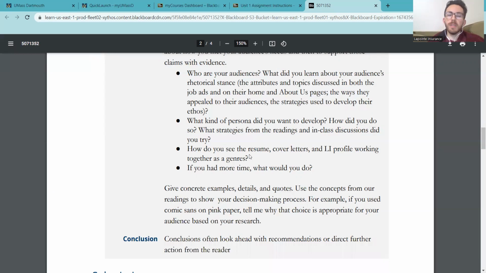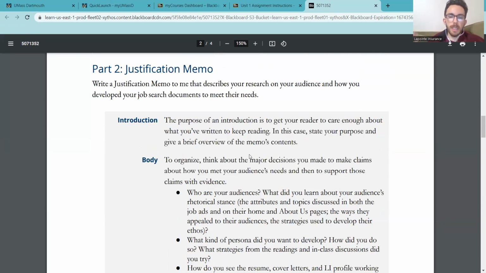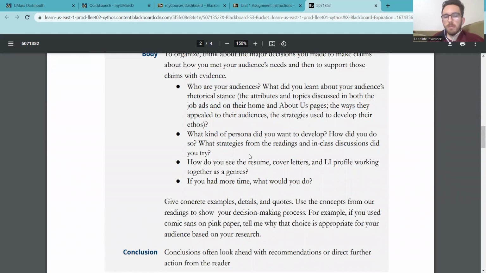And 4, this is a time for you to reflect. If you had more time to craft these documents, what would you do? So the justification memo is a self-reflective memo. It's reflecting on those choices that you made, considering what choices were the most important in illustrating your professional persona, the most important in meeting your audience's needs. So describing all of that to me in this memo, and also thinking about some of the things that you could have done better. So it's a time to really reflect on your writing.